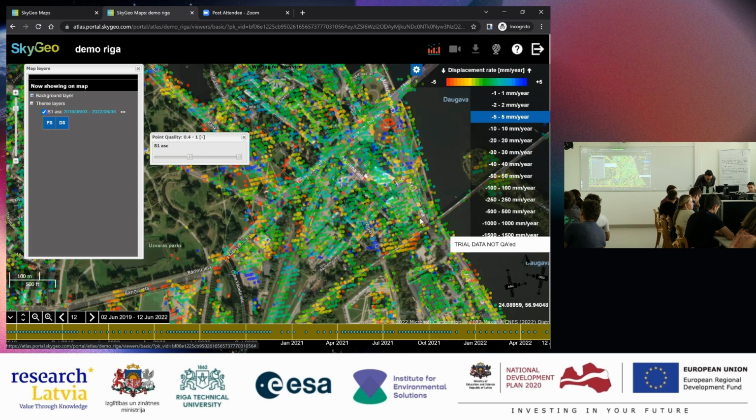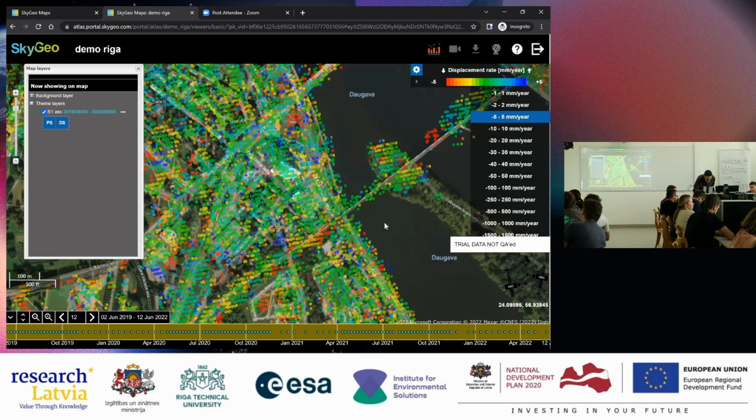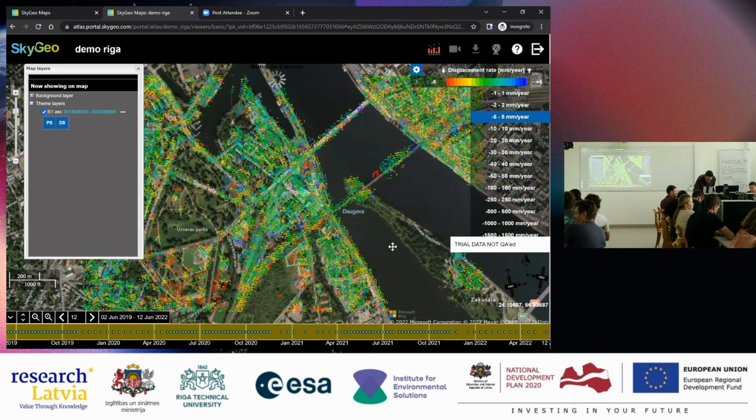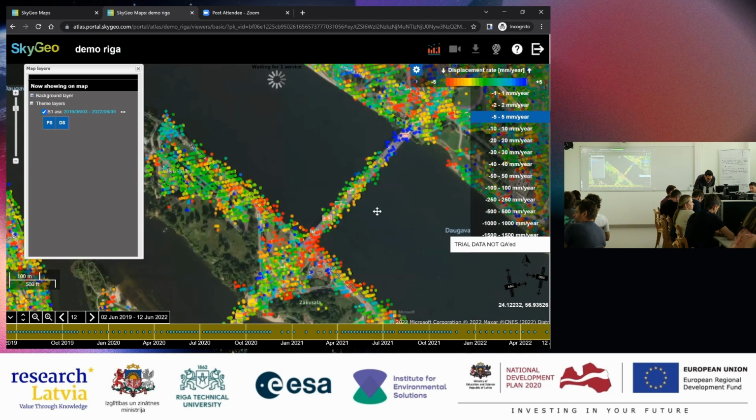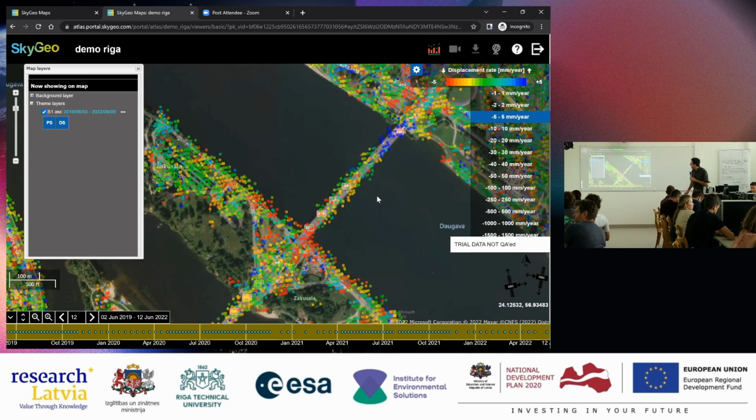Okay, so now we have all the points. Now what you see over here, let's take this bridge. I guess this is a familiar bridge to you guys. So what do we see? We see greenish points over here, and we see blue over here and red over there, right? Now that suggests this is an ascending orbit, right?